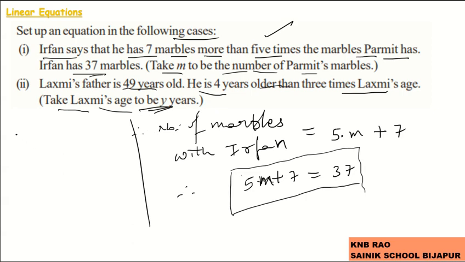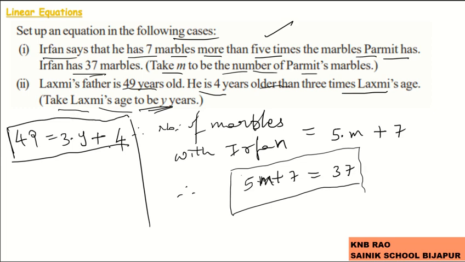Therefore, here we will have 49 equals to, which is the age of Lakshmi's father, and in ordinary language it is said as 4 years older than 3 times Lakshmi's age. So 3 times the age of Lakshmi, which we considered as y, plus, because it is older, older means 4 years more. So the equation set up for solving the problem of Lakshmi's age is 49 equals 3y plus 4.